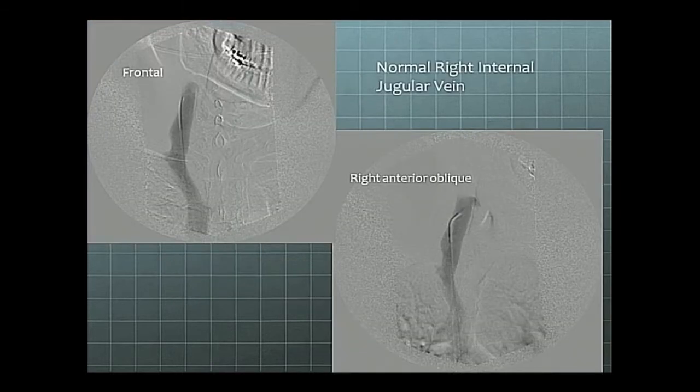This is a normal internal jugular vein, I think. It's a patient with CCSVI, but I think this is a normal vein. There's often a slight bulge where the valve is. There shouldn't be a great amount of reflux. There shouldn't be filling of collaterals.